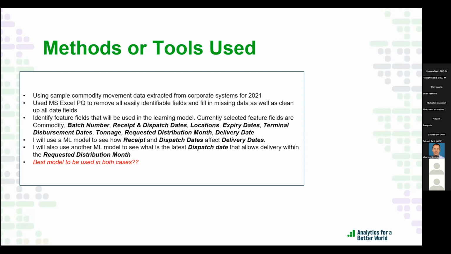So when I'm referring to the requested distribution month, I'm referring to the month which program has said you need to distribute this food. So it's very important here, because now when we look at delivery dates, if the delivery dates are falling beyond the distribution month, it means we have not delivered on time.